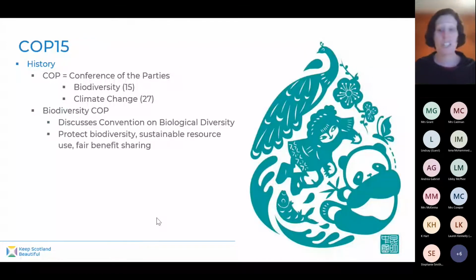So the Biodiversity Conference of the Parties discusses the Convention or Treaty on Biological Diversity. This was agreed in 1992 in Rio, and it was adopted by 196 of the UN member states. And every couple of years, they meet to discuss new targets and try to push for new things. The main aims of this treaty are to protect biodiversity, encourage sustainable resource use, and also fair benefit sharing. That's basically any benefits that come out of the agreements and the targets on protecting biodiversity are shared fairly between the member states.